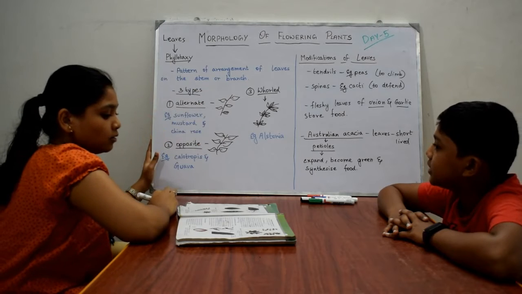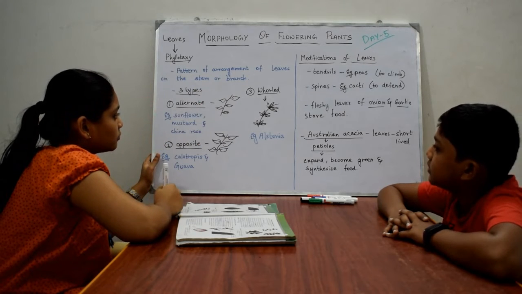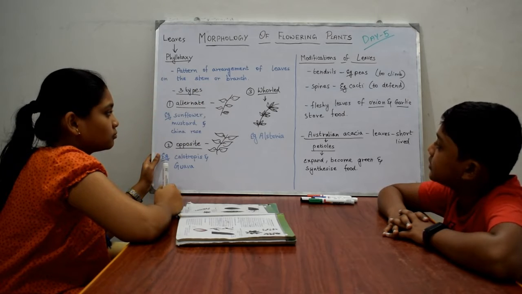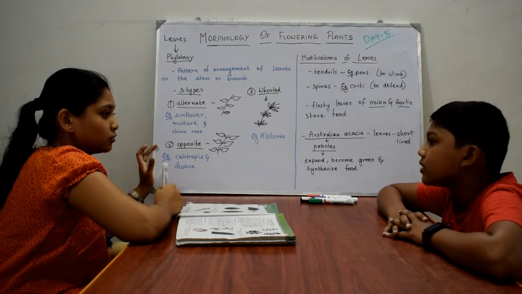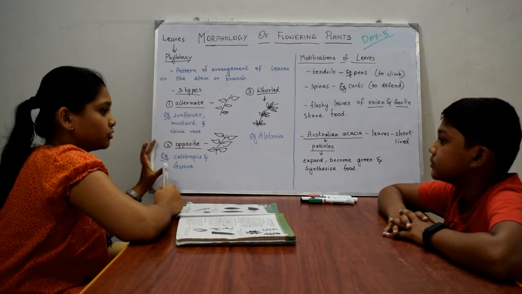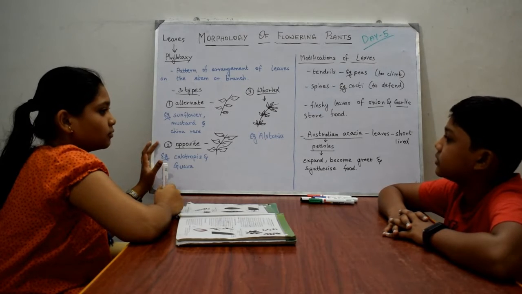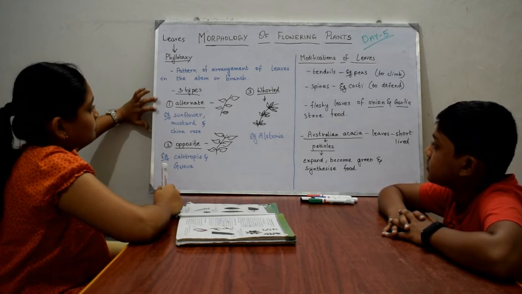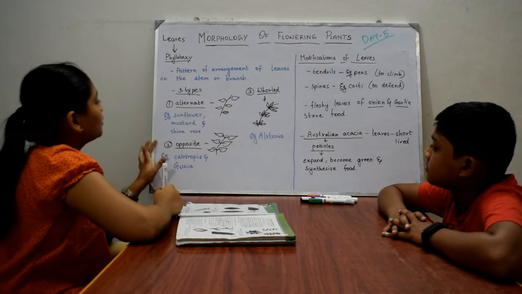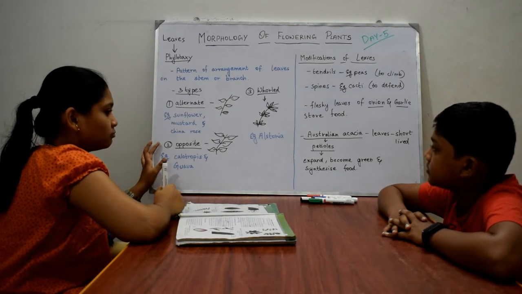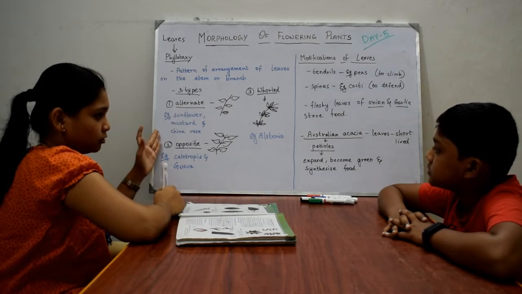The third type is whorled, like a flower. In one node, many leaves can grow: minimum 3 leaves, more than 3 leaves. Here, the examples of alternate are sunflower, mustard and China rose.